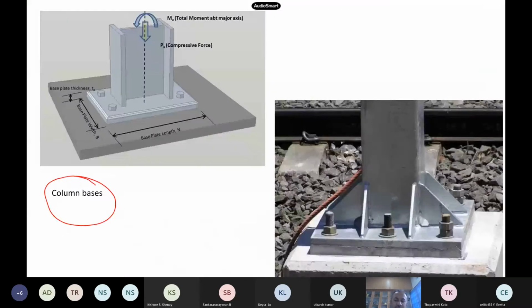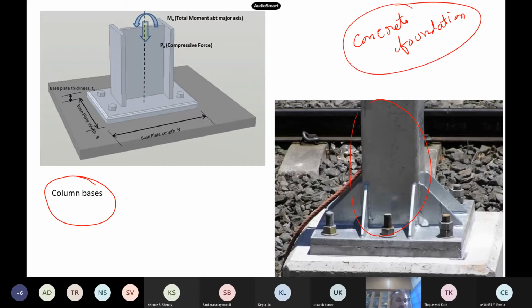You would have seen, right? Have you seen any steel columns here? All our columns are steel basically. Now this has to be connected to a foundation. The foundations are made up of concrete. So you see the foundation is there, and the column has to be connected to the foundation. So this has to be designed actually.